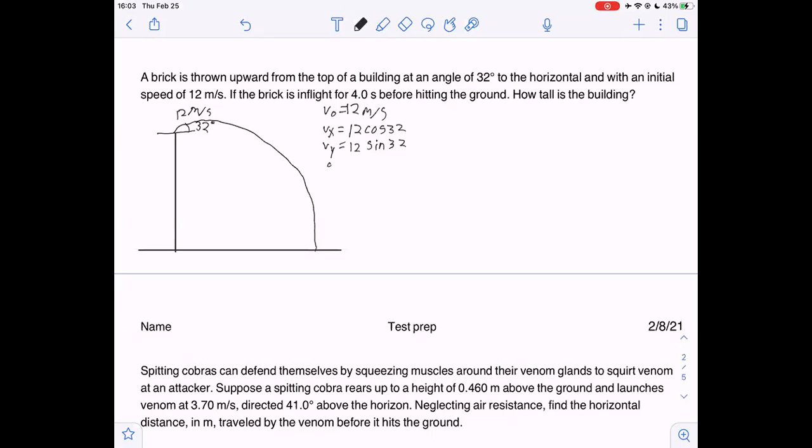So what's our acceleration in the y direction going to be? Negative 9.8 meters per second squared. X direction. I just like having zeros. Sometimes it simplifies things. We know our time is 4 seconds. And we're looking for our delta y.